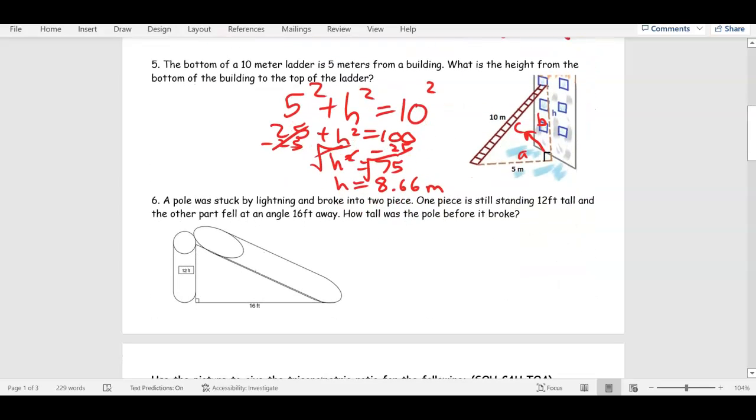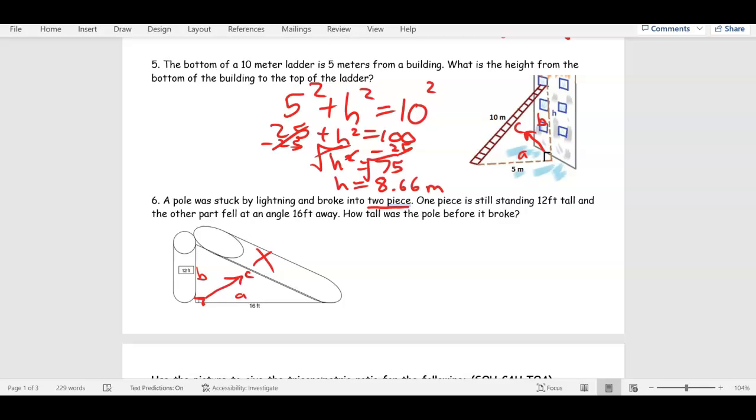Now this is going to be tricky-ish, and this is going to be tricky on the test. Pole struck by lightning, broken into 2 pieces. One underline on that, 2 pieces. One piece is 12 feet, the other part fell 16 feet away. Okay, we'll call this X right here. Here's my right angle, so I'm going to label it A, B, and across is C.